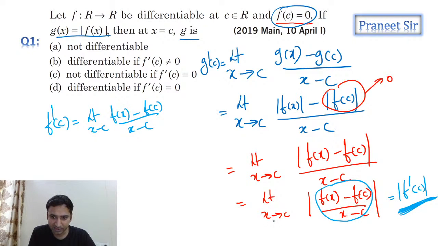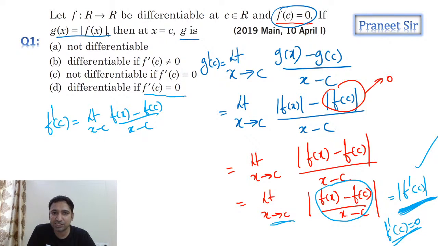Whether you calculate c minus or c plus, it should be the same, guys. So c minus or c plus, it should be the same means what? Can I say that if f dash c is equal to 0, then only the left hand limit and right hand limit will be equal? Can I say it like this? Understood now? So we can say that this is differentiable only when f dash c is equal to 0. So the fourth option is the answer.